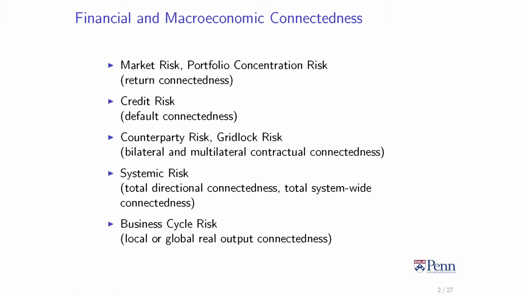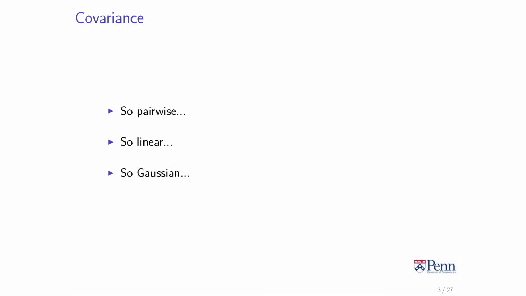So again, connectedness. Business cycle, more of a macro thing, but of course, the whole discussion about the global business cycle and its evolution and, you know, coupling and decoupling and recoupling or synchronization, that's all about connectedness. So, it's everywhere. Now, notice I didn't say correlation or covariance, because we're going to, you know, these are financial markets.